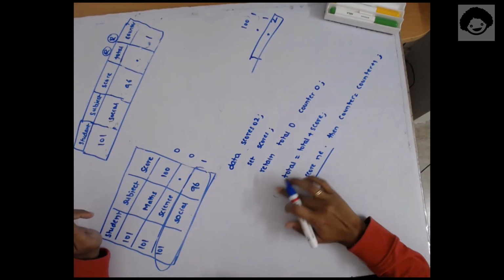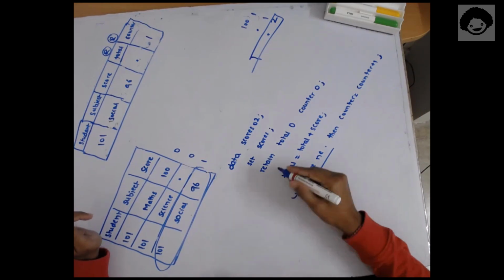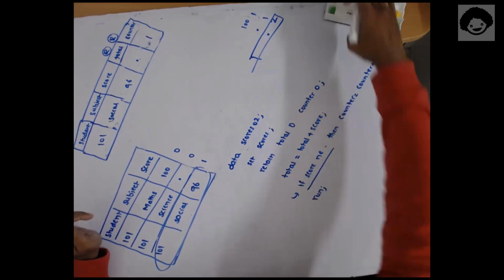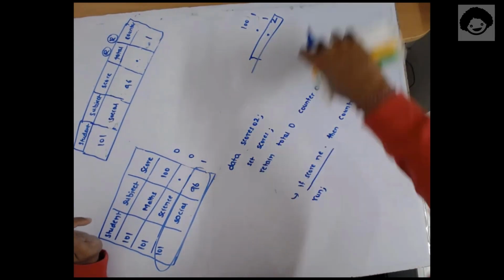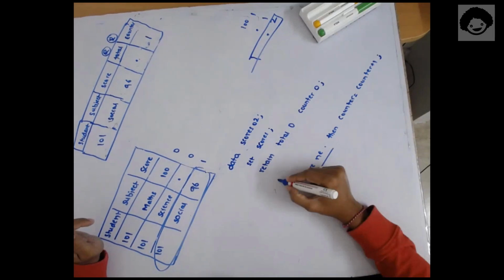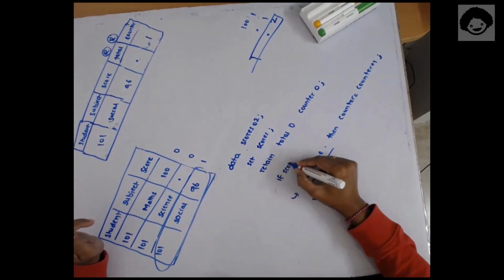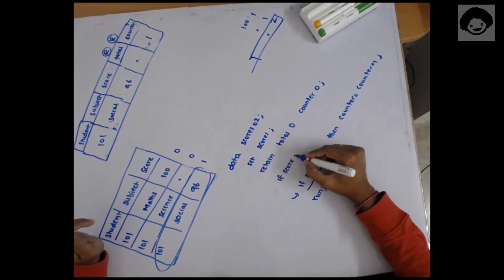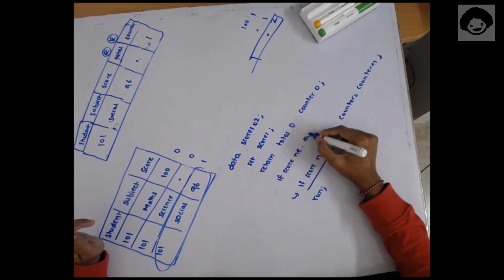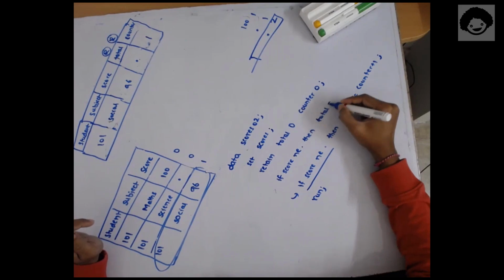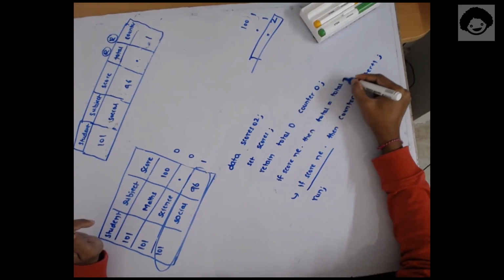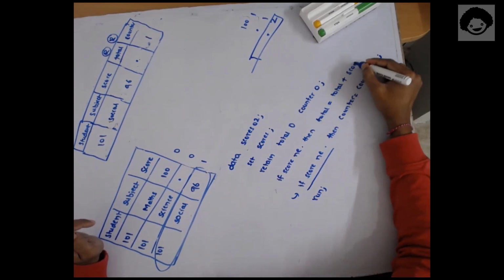We just need to make it this way. As I have already written this logic here, I am creating the total score only when score is not equal to missing. If score not equal to missing, then total is equal to total plus score.